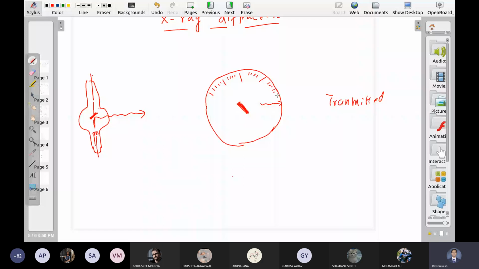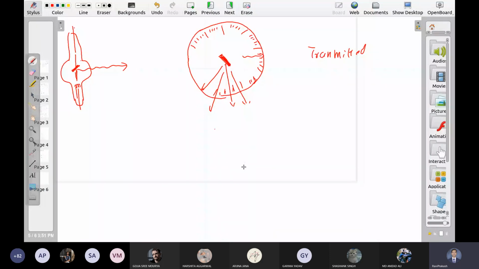Obviously, this X-ray, after reflecting from this sample, will go in any direction. It can go in this direction, it can go in this direction also. How do we read this X-ray? Obviously, we have to apply a detector. Do you know how a detector works? पता है आपको detector कैसे काम करता है?